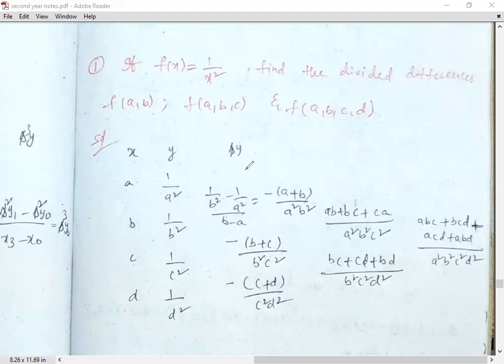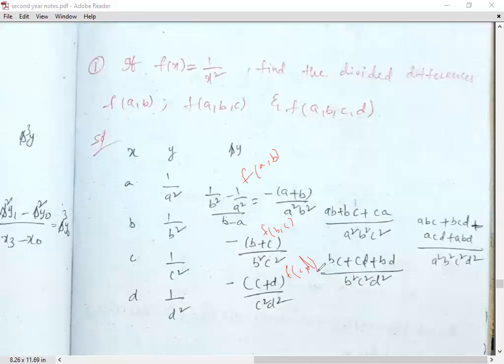And these can be denoted as f of a comma b, and the next one is f of b comma c. This difference corresponds to the interval b comma c. And the next one is f of c comma d, which corresponds to the interval c comma d.